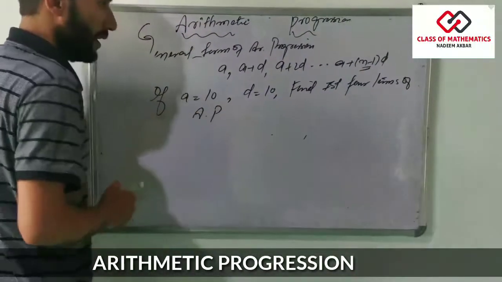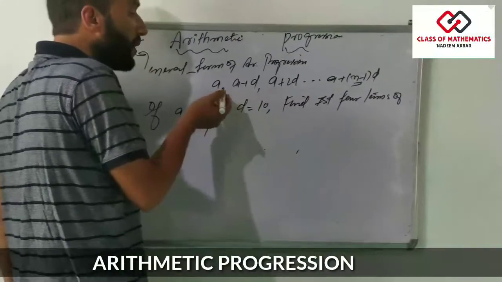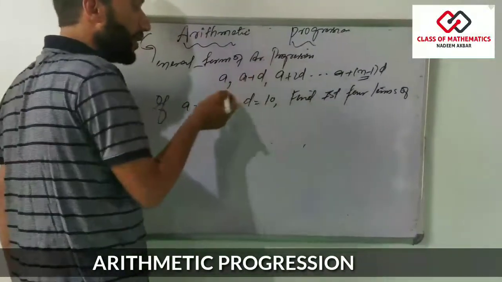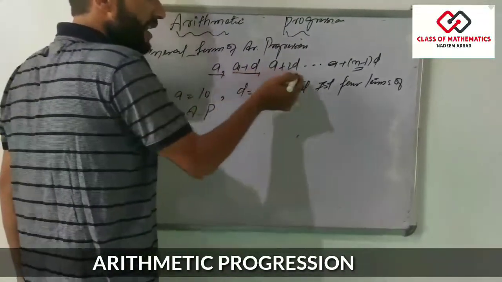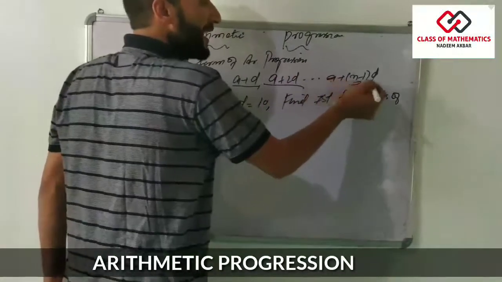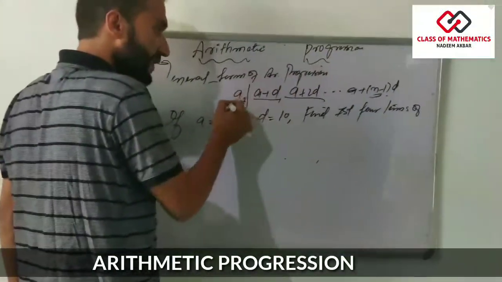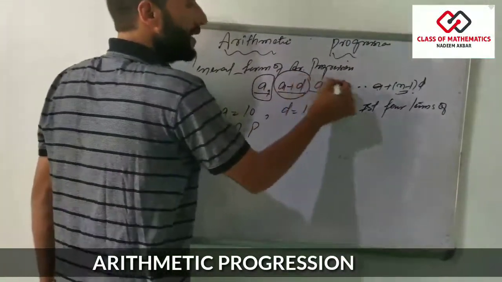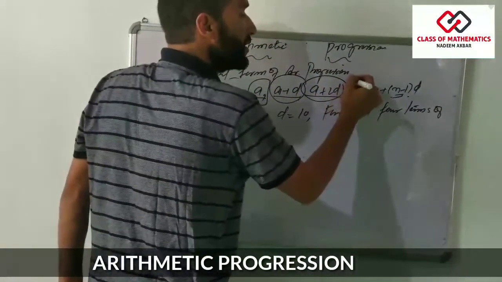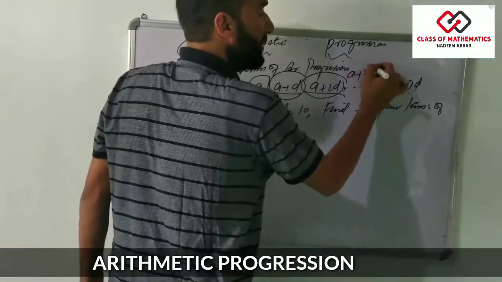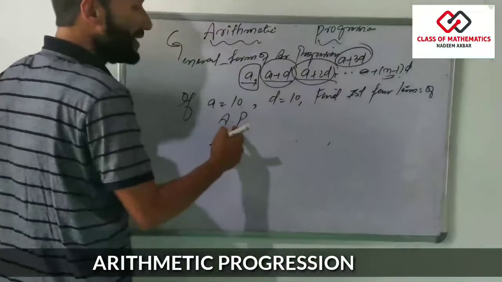Now we know the general form. What is the general form of this arithmetic progression? That's A plus D, A plus 2D, A plus n minus 1 D. In other words, this is the first term. This is the second term. This is the third term. What will be the fourth term? That will be A plus 3D.